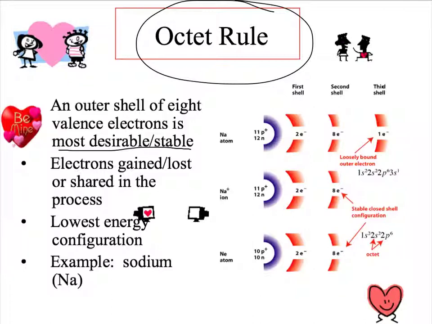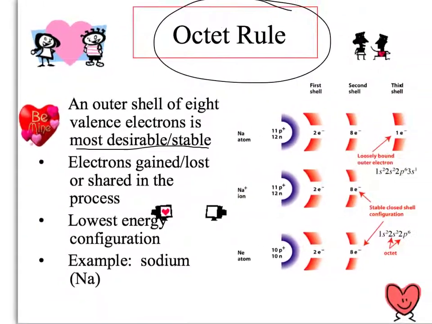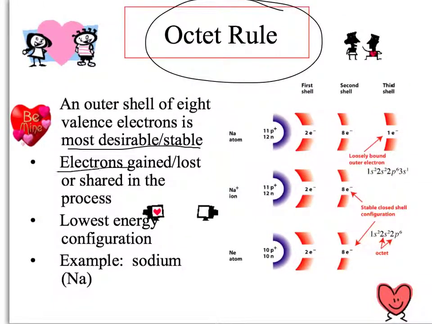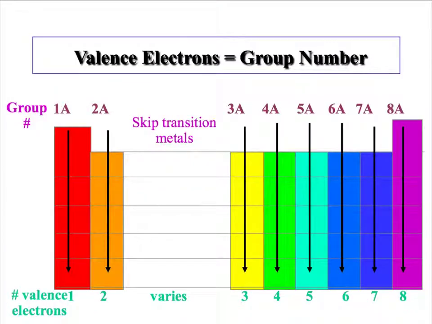So in ionic bonds, electrons are going to be either gained or lost, and they're gained or lost in a way that makes the compound more stable. Just to review, valence electrons are the same as the group number of each group or family.